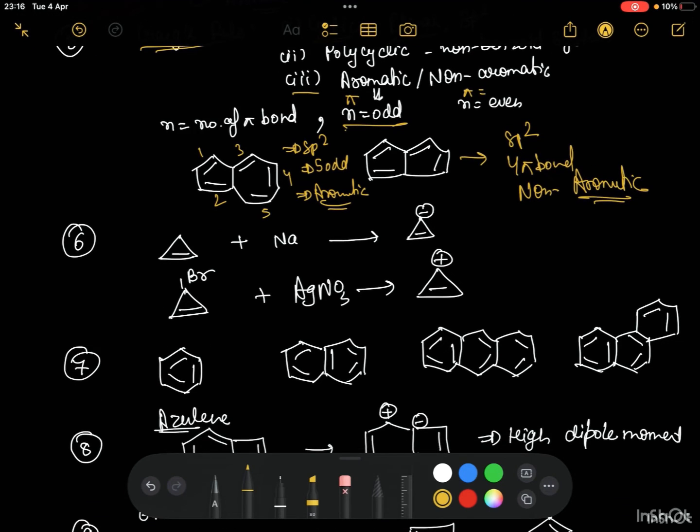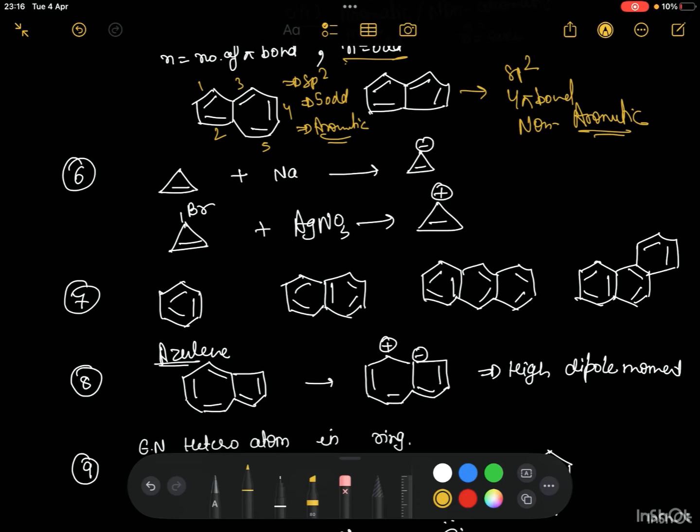Now in the 6th point, the examiner can give one reaction and ask whether the compound is aromatic or not after reacting. So Na, what is the property of Na? Na is a base, so it will extract it. It will donate one electron to the system, so one negative charge will go to the system.